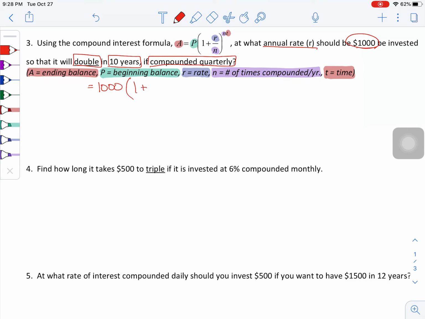And I'll fill in some of the other information as we go. So we want to double it. So that means our final balance would be $2,000. Okay. Our rate is what we don't know. Now, compounded quarterly means that you are going to compound 4 times a year. Okay. Every quarter of the year. So then your NT, you'd have 4 times your T value, which we're going to let be 10 years.